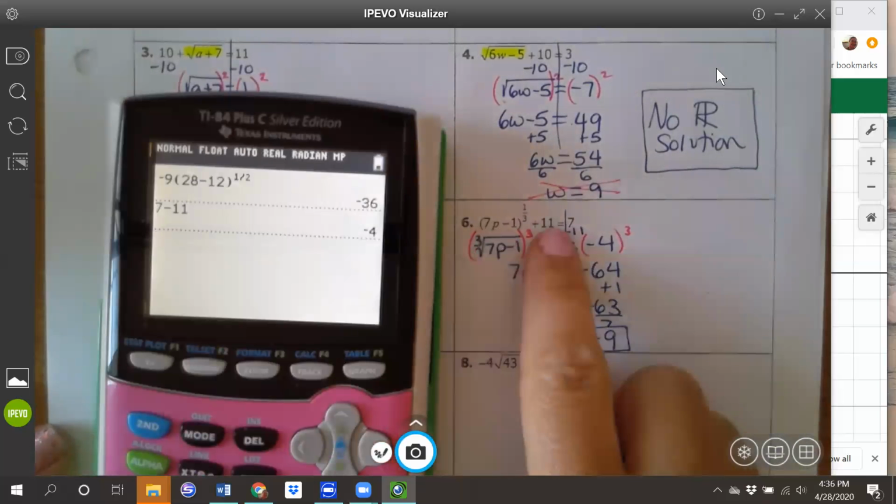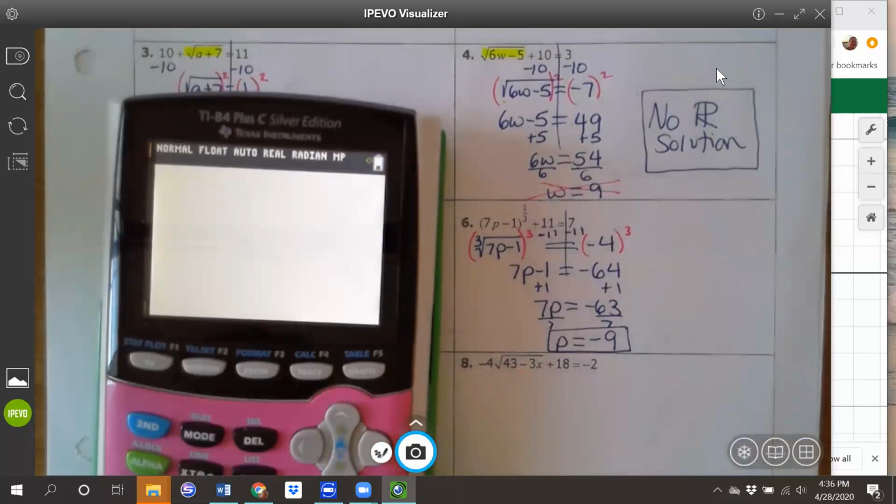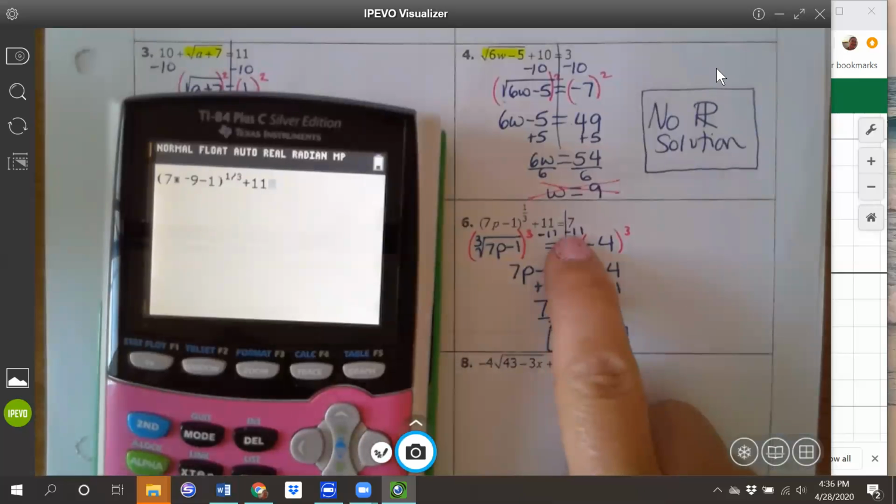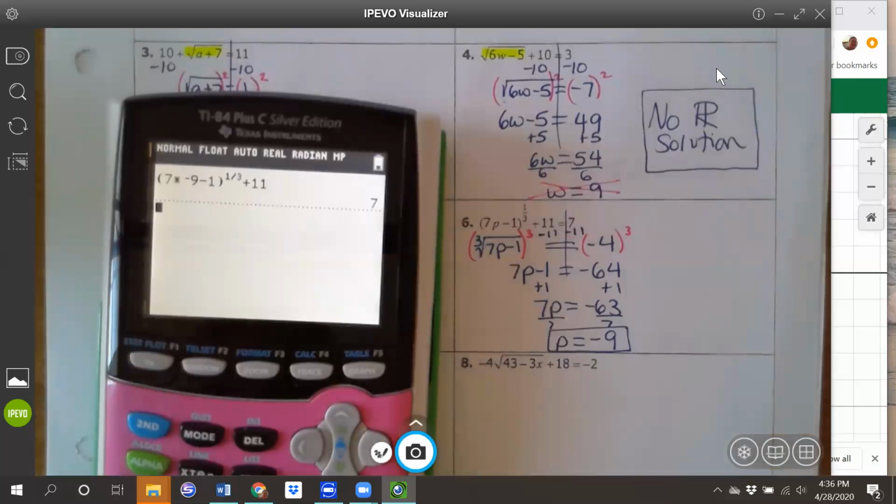All right, let me check that. Again, I'm going to type it in just exactly as I see it. You can do it in Desmos that way as well. So 7 times parentheses, 7 times -9. And then minus 1, close the parentheses, raise it to the 1/3 power, plus 11. That should be equal to 7. Sweet.